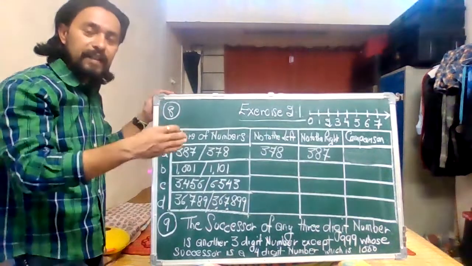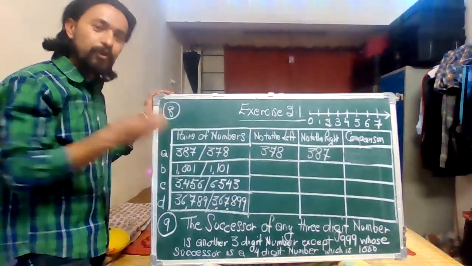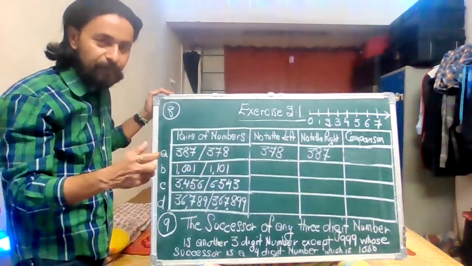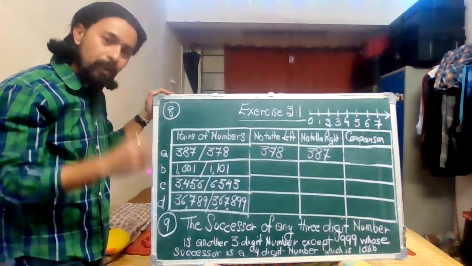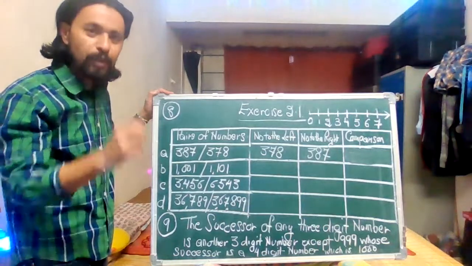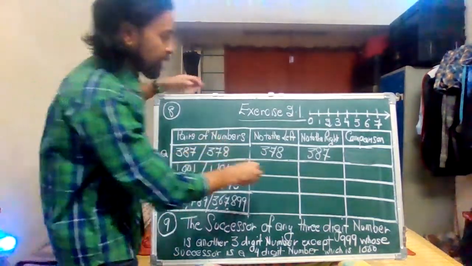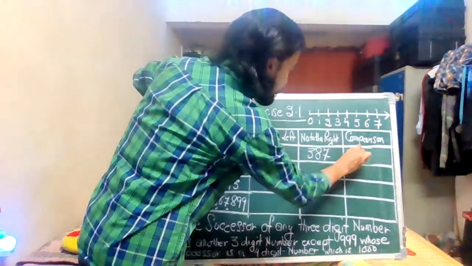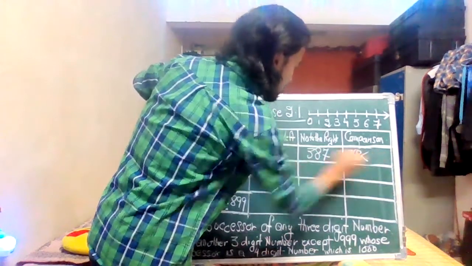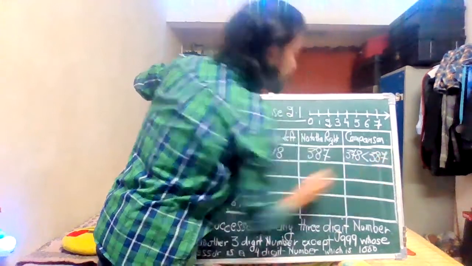So always greater is to the right of the number line, and smaller is always to the left of the greater number on the number line, because the smaller number will come first and then the greater number, because the number line is always in ascending order from small to great, or from the smallest to the greatest. Now I compare. So 378 will be smaller than 387 because 387 is greater.